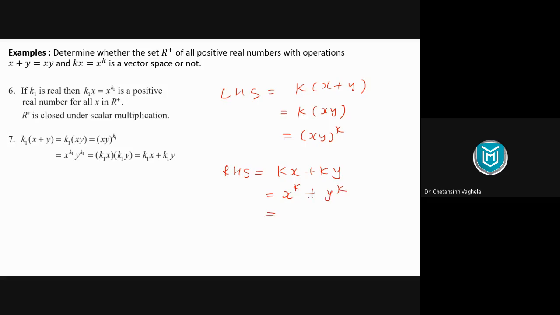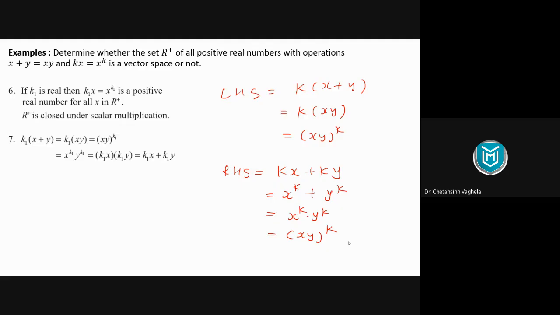Now as per the definition of addition, it is x power k into y power k. And when you have multiplication with the same power, we can write it like this: (xy) whole power k. As you can see, the left hand side is also (xy) whole power k, and the right hand side is also (xy) whole power k. That means rule number 7 is also satisfied here.